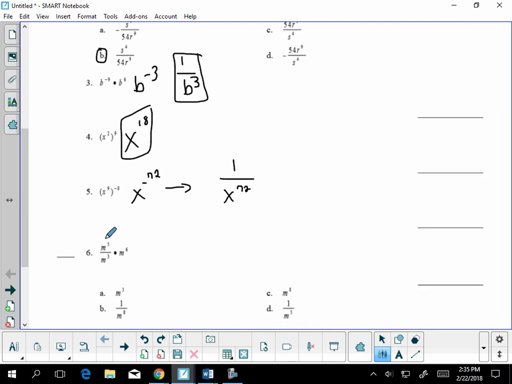On number 6, I'm going to simplify that first. That is division, which means we subtract our exponents. So 5 minus 3 is 2. That should be a times right there, a dot. And then we're multiplying, so you want to add your exponents. M to the 8.